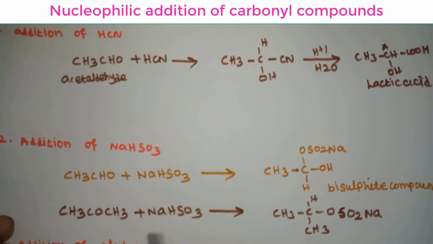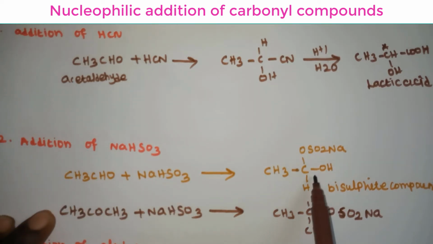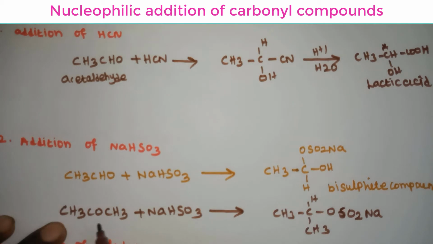Second one is addition of sodium bisulfite. Acetaldehyde adds to sodium bisulfite to form a bisulfite compound. In the same way, acetone adds to sodium bisulfite to form a bisulfite compound. This reaction is useful for the separation and purification of carbonyl compounds. Next one is addition of alcohol.